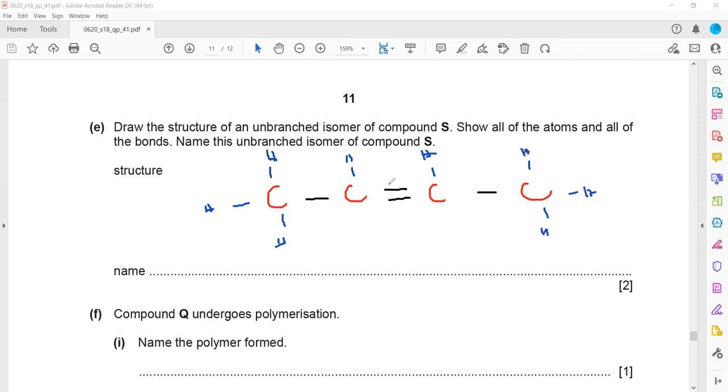And what is the name of this compound? Because there are 4 carbon atoms, it will be but-. But because the double bond is at the second carbon, it is but-2-ene. So but, because of 4 carbons, 2 is the position of the double bond, and ene is representing a double bond.